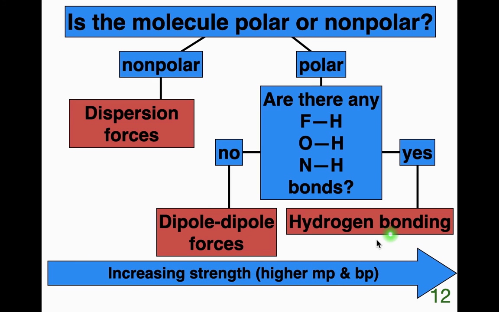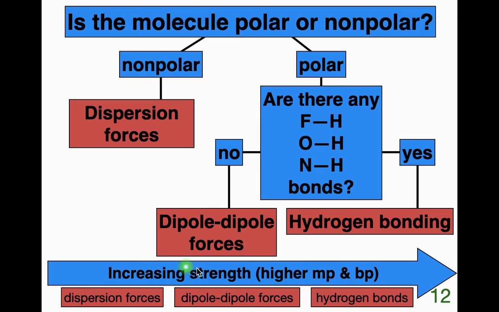Looking at increasing strength, and that would also be increasing melting point or boiling point: dispersion forces would be the weakest, then dipole-dipole, then hydrogen bonds. Now that's what you need in order to answer the last couple of columns on your molecular shapes lab. You need to determine if it's a polar molecule; it's either going to have dipole-dipole forces or hydrogen bonds. If it's nonpolar, it'll be dispersion forces. Dispersion forces would be low melting point, hydrogen bonds would be higher melting point, and dipole-dipole would be in between.